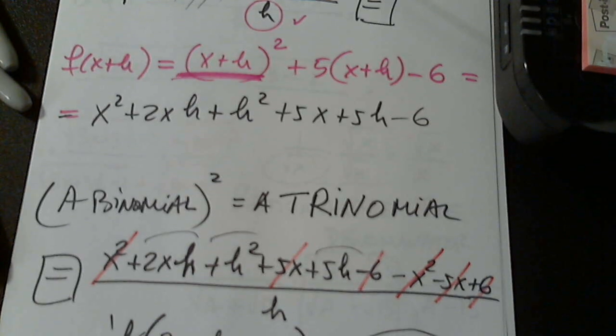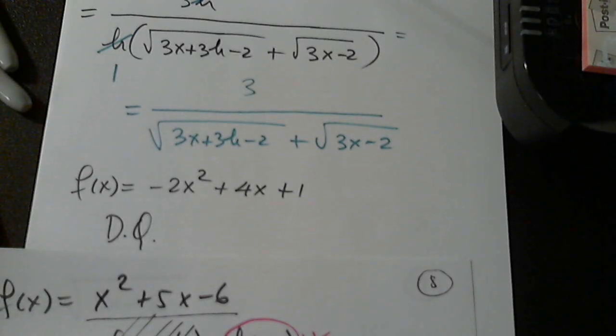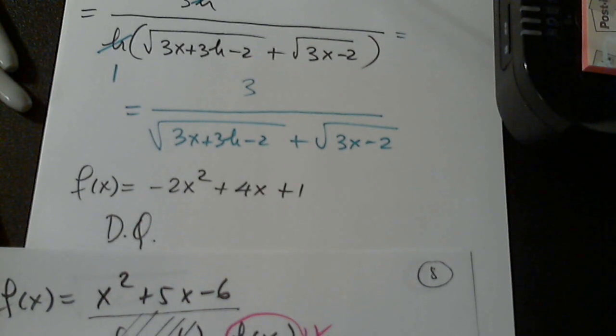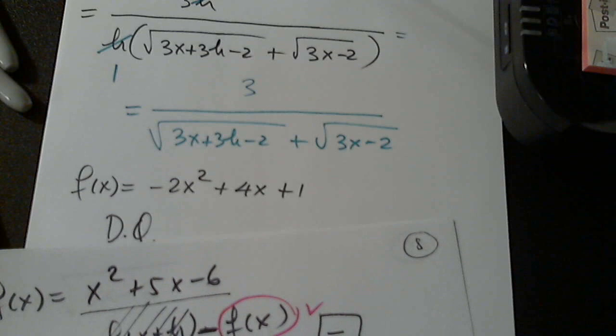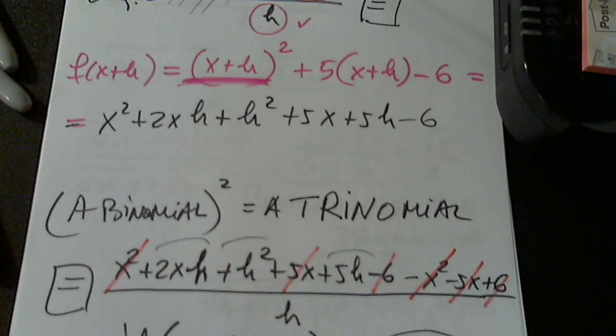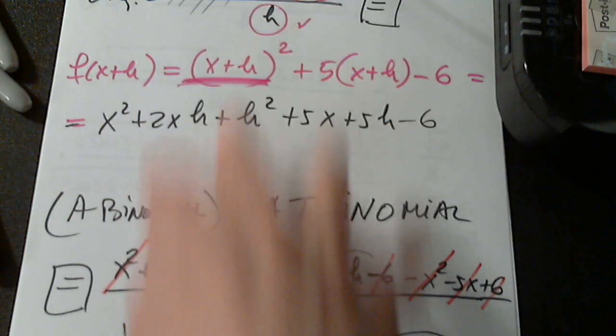Show me the formula again, the problem. Yes, sorry, no problem. Negative 2x squared plus 4x plus 1. Negative 2x squared plus 4x plus 1. And you have the steps right here.